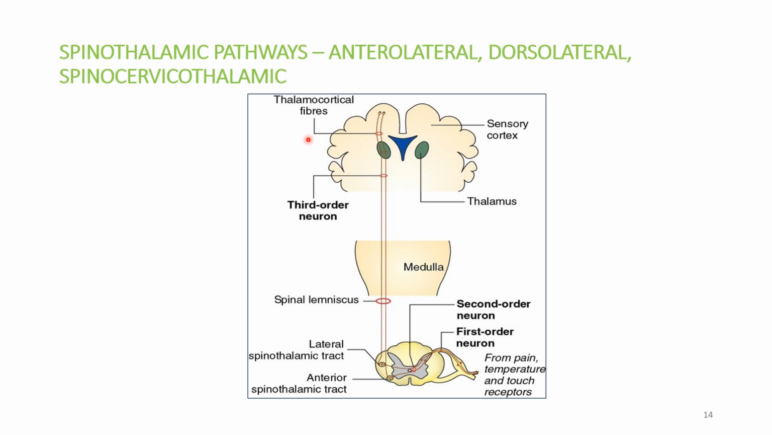In that you should start with the course, means where it is starting, where the first order neuron is starting and from which receptors it is taking the information, and what kind of information it is taking. Then the second order neuron, where it is starting and where it is ending, and specifically you should mention about the internal arcuate fibers and medial lemniscus and the nucleus of the thalamus. What is the nucleus of the thalamus?